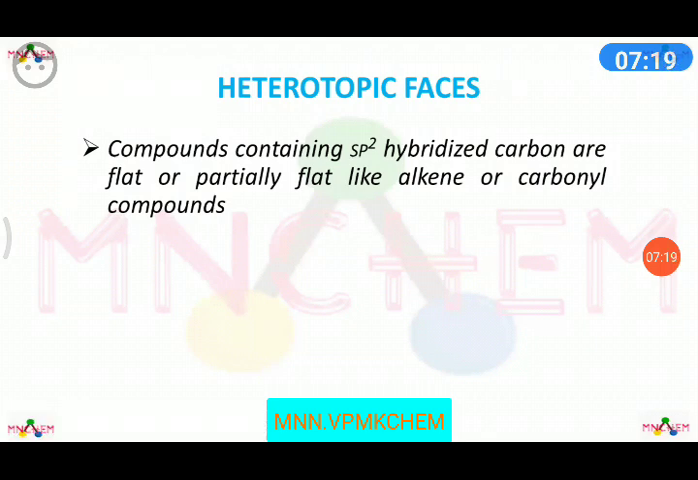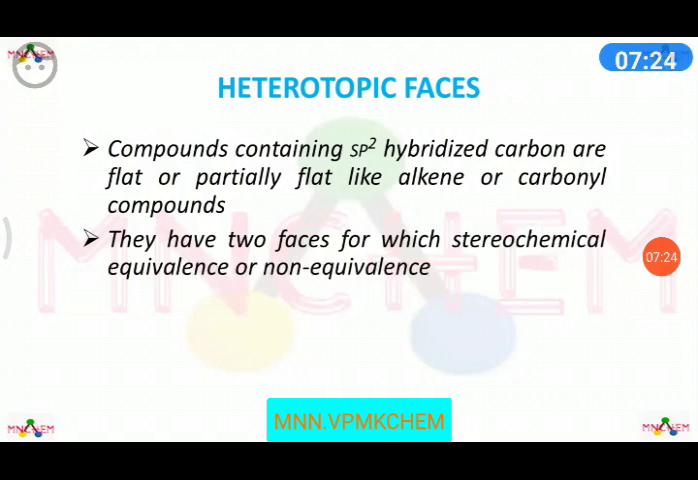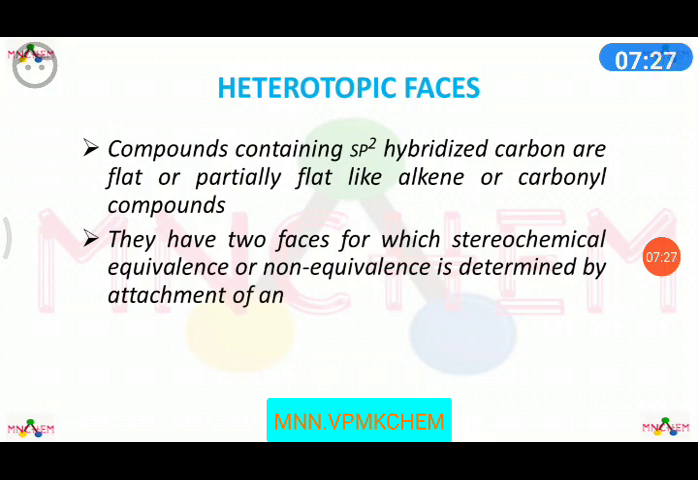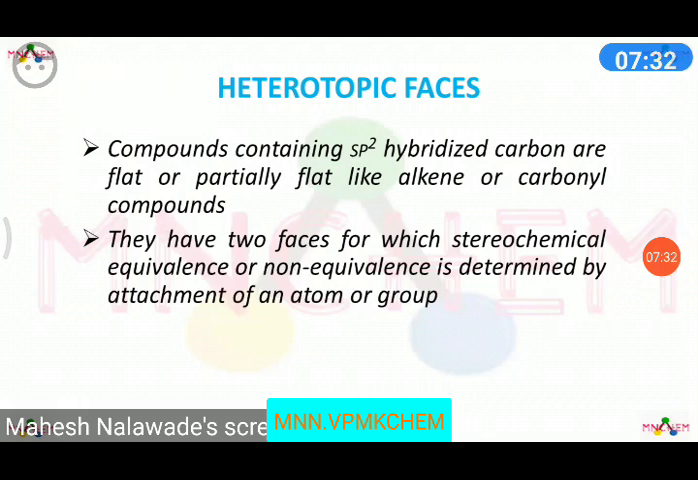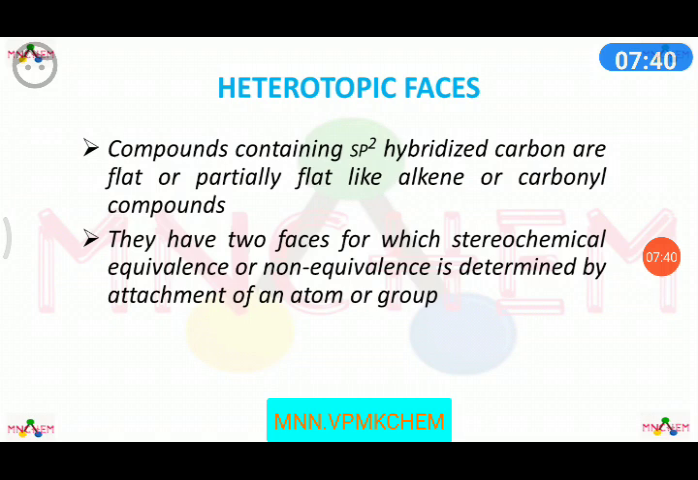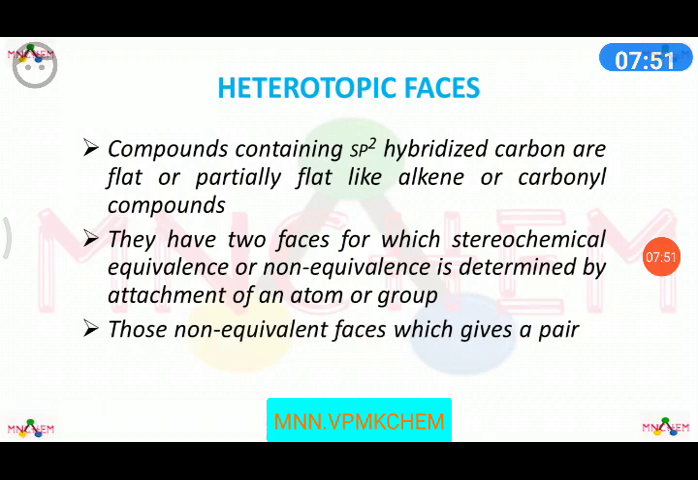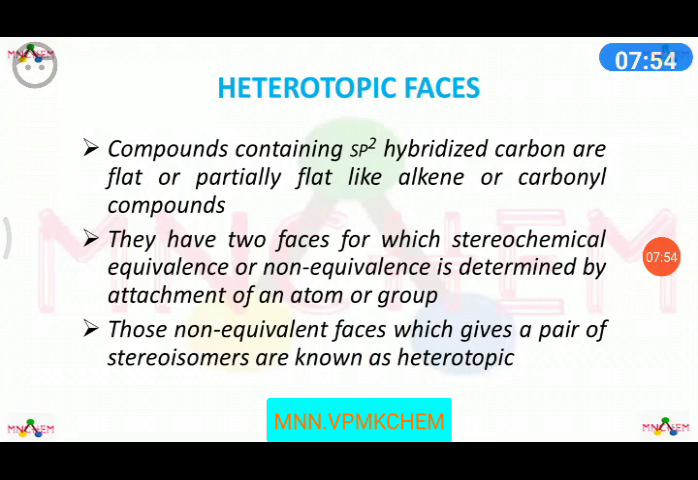Now, when they have a flat structure, the flat structure can have two phases, upper phase and lower phase, and these two phases may be stereochemically equivalent or non-equivalent. That we can decide by attaching an atom or group to either of the phases. Those non-equivalent phases which give a pair of stereoisomers are called heterotopic phases.